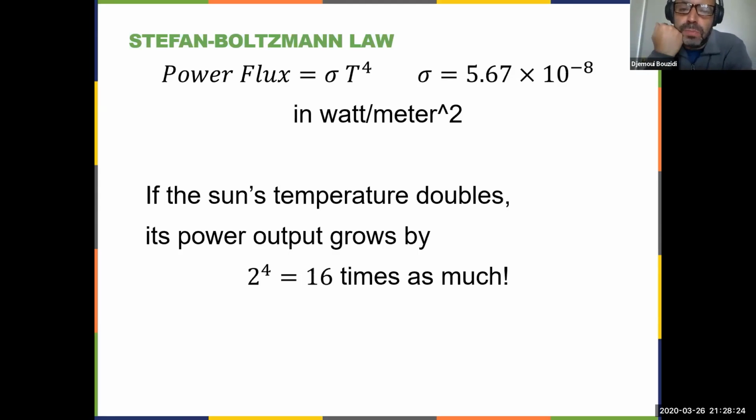This is the power output. It's proportional to the temperature to the power 4. In other words, if objects double in temperature, so if the temperature of the sun were not 5,500 but we double it to about 11,000 Kelvin, the power output, how much energy we receive from the sun, will be 16 times as high, and the temperature will be too high on Earth.